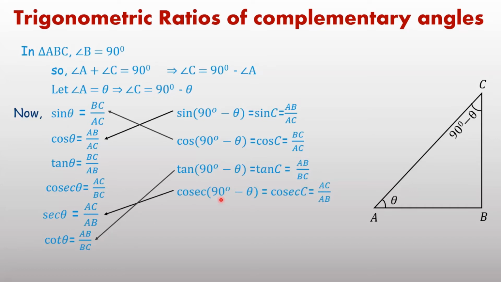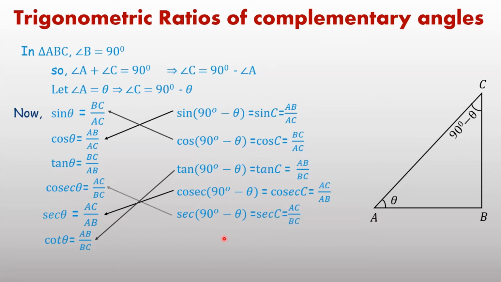Cosec 90 minus theta. Cosec 90 minus theta equals cosec C, and cosec C is the reciprocal of sin C, meaning AC upon AB. And AC upon AB in the first column we have written as sec theta. It implies cosec 90 minus theta equals sec theta.